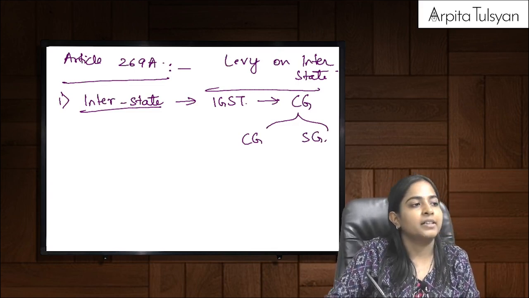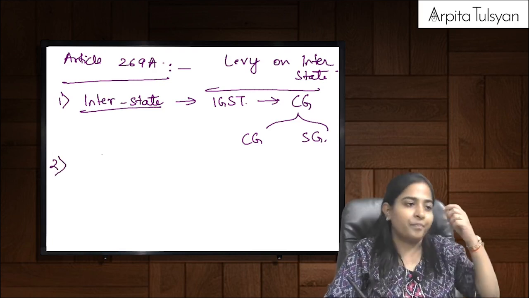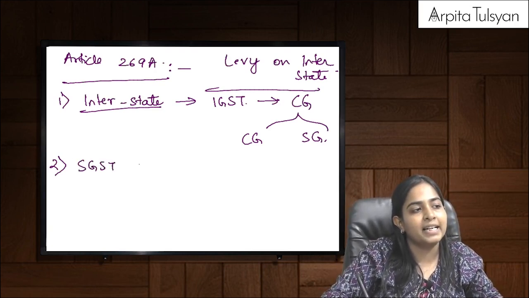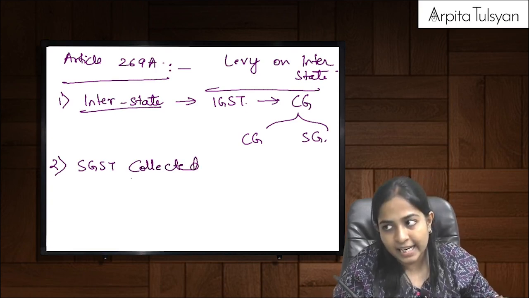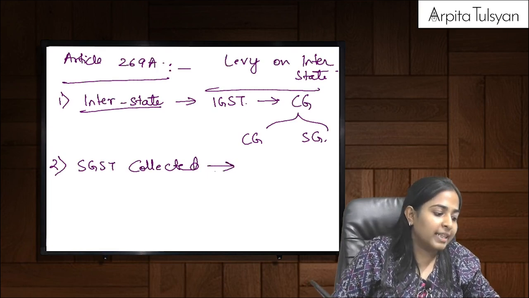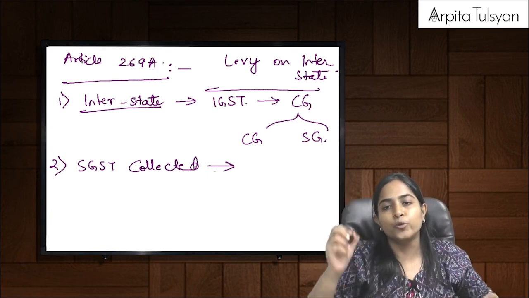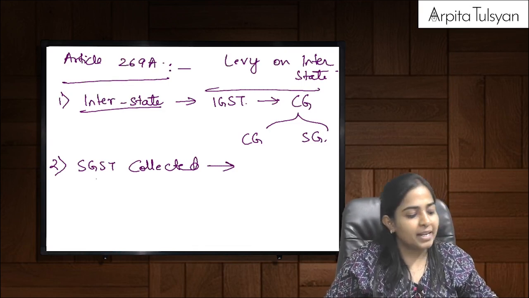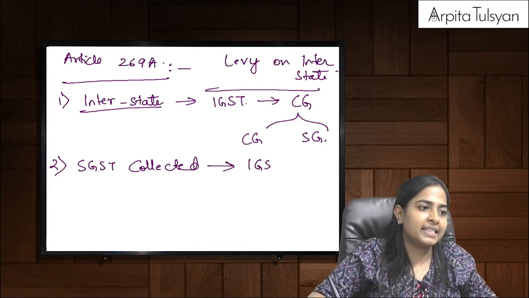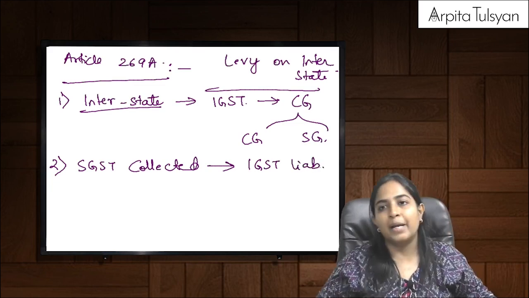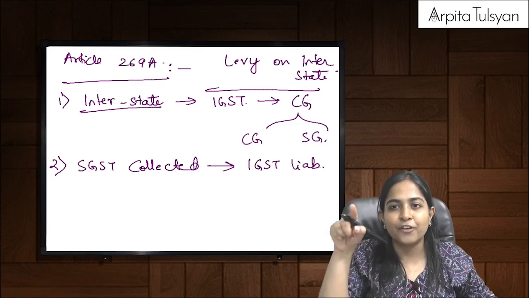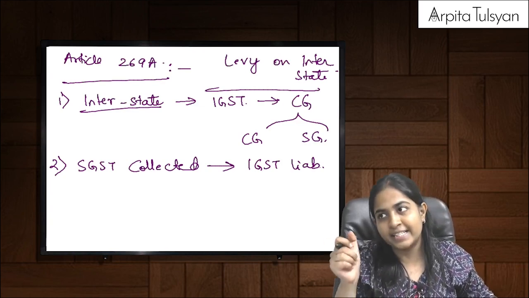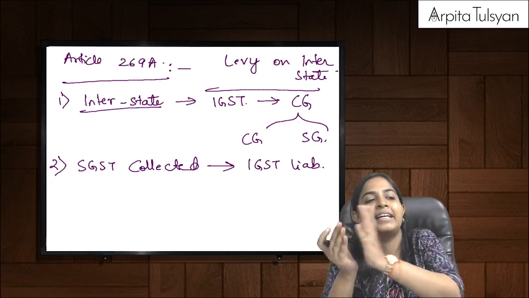Okay, another one. Whenever any particular SGST is collected, can that be used for payment of IGST? Answer is yes. We discussed, SGST collected can now be used to pay IGST liability. So can we say it gets transferred from one place to another, that seamless flow of credit? If I'm using some SGST for payment of IGST liability, it will get reduced from my SGST and it will increase in my IGST.